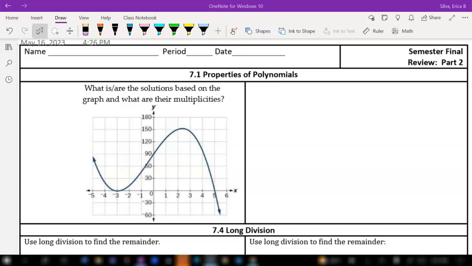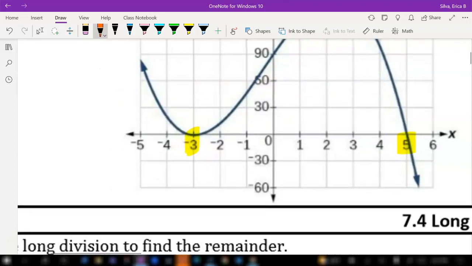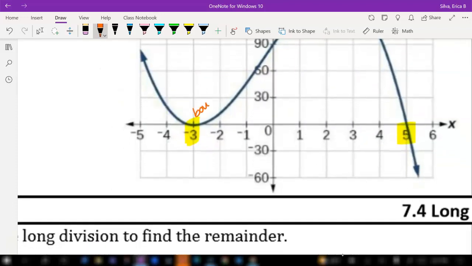This is part 2 of the semester final review for the first question. It's asking for the solutions. Now, if we look at the graph, we have an x-intercept here and an x-intercept here. Now it's asking for the multiplicities also. And if you notice at 3, there is a bounce, which means we have a multiplicity of 2. Over here, it goes straight through the x-axis, so this has a multiplicity of 1.